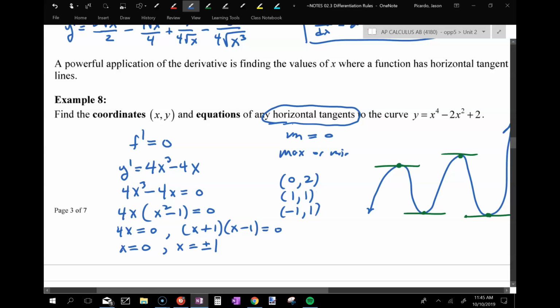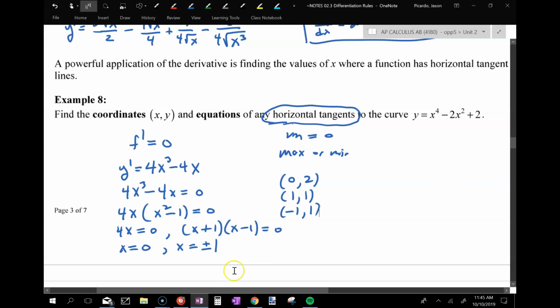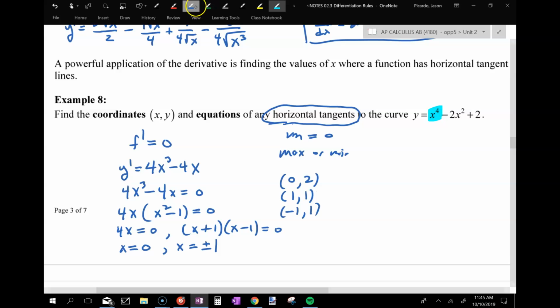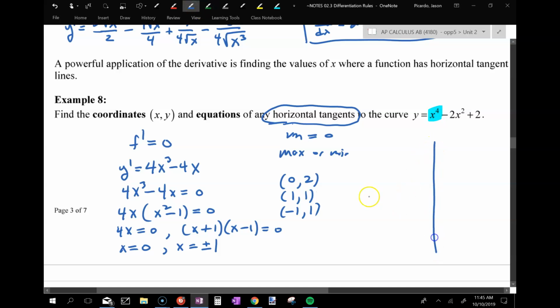Brandon, I'm going to bring you back for a minute to pre-calc. Do you guys remember when you did end behavior? The limit as x goes to infinity, the limit as x goes to negative infinity, right? What did you do? You looked at this thing right here. It's x to the 4th, right? So what do you know about this curve? You know that it continues to go up and up, right?